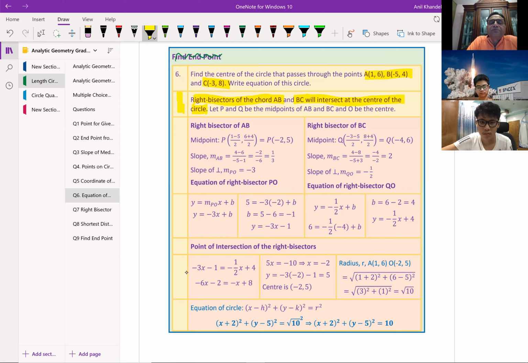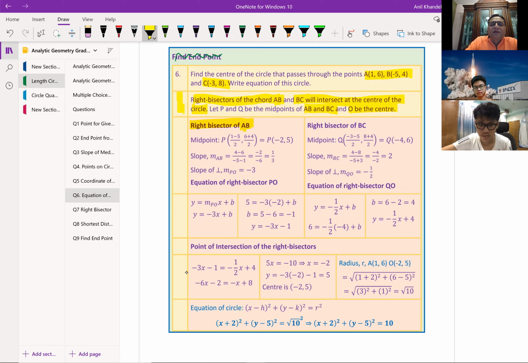So we'll find the right bisectors and the point of their intersection. Let P and Q be the midpoints of AB and BC, and O be the center of the circle. And then we'll actually begin with our solution, correct? So the idea here is, first, find the midpoint of AB and BC so that you can get the equation of the right bisector. To find the right bisector of any segment, what do you need to do? You need to find its slope or gradient, the midpoint.